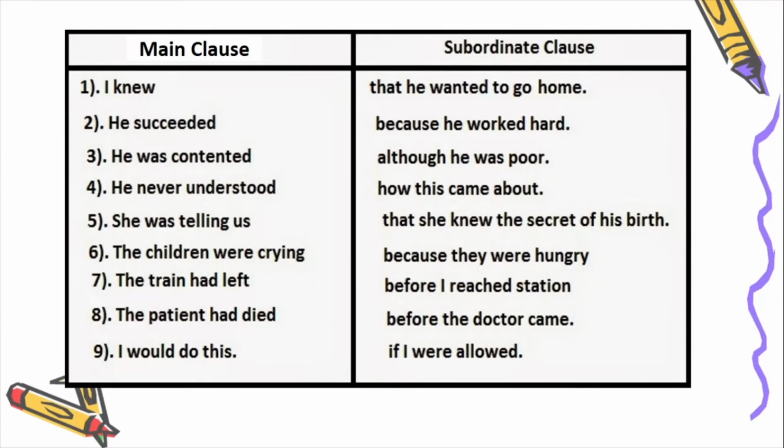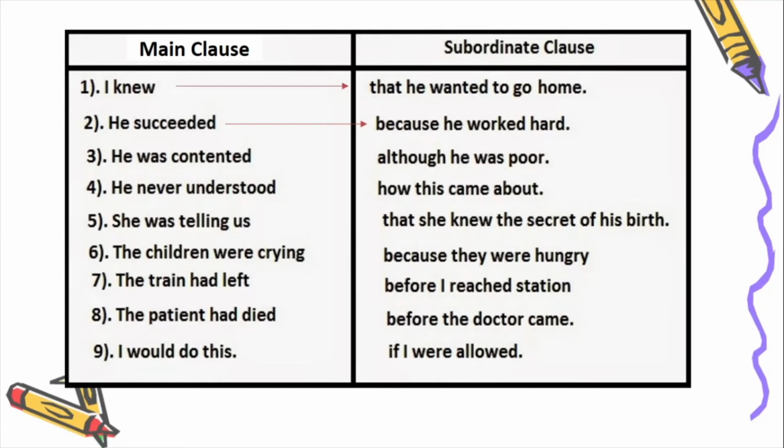I knew that he wanted to go home. I knew is the main clause. Why? You find out now. You apply the concept of subject and verb to it and see which is the subject, which is the verb. He succeeded because he worked hard. Next, he was contented although he was poor. He never understood how this came about.